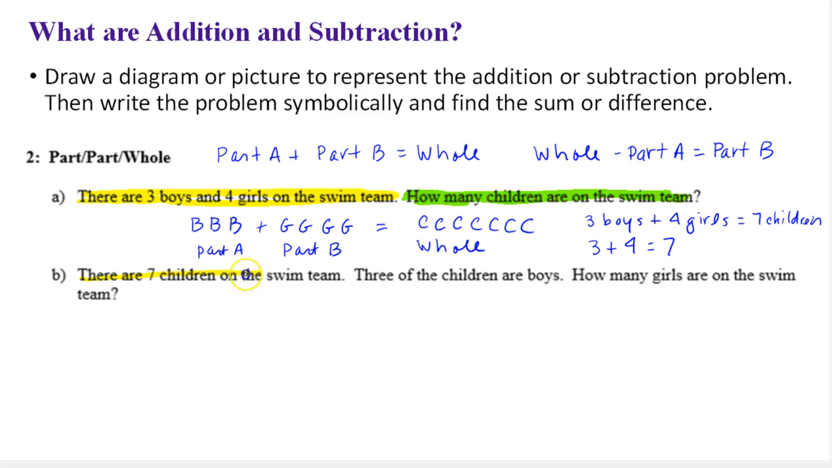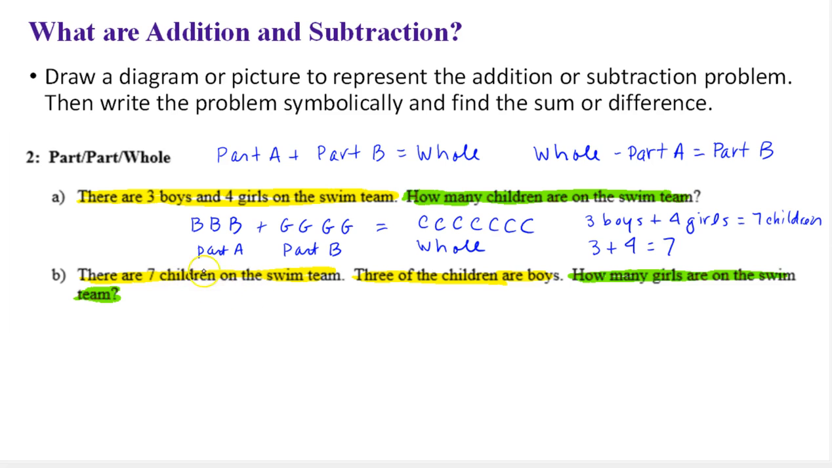There are 7 children on the swim team, and then we have 3 of the children are boys. And then we're asked, so our goal, it's usually a question, but not always. It's usually the last sentence, but not always. So how many girls are on the swim team? That's what we're trying to find. Okay. And it could say determine the number of girls on the swim team. So it doesn't have to be a question, but frequently it is. So what does this look like?